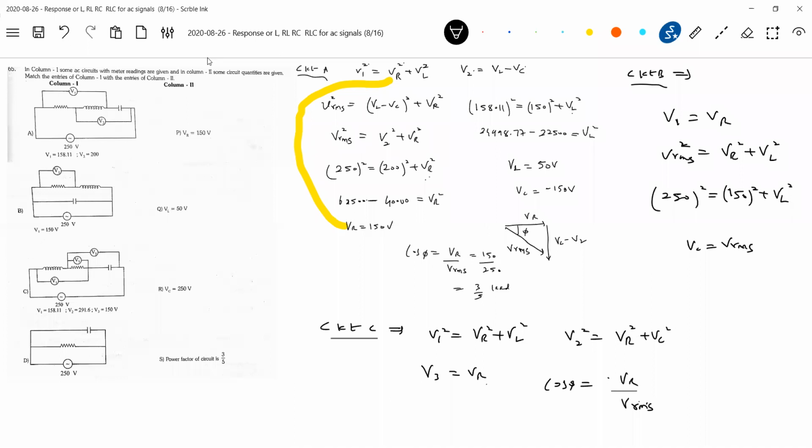The parallel circuit, let me discuss tomorrow, because I think big confusion will come now. In circuit D, VR and VC should both be 250. The vector sum of voltages is the core idea; the total discussion just revolves around that much only.